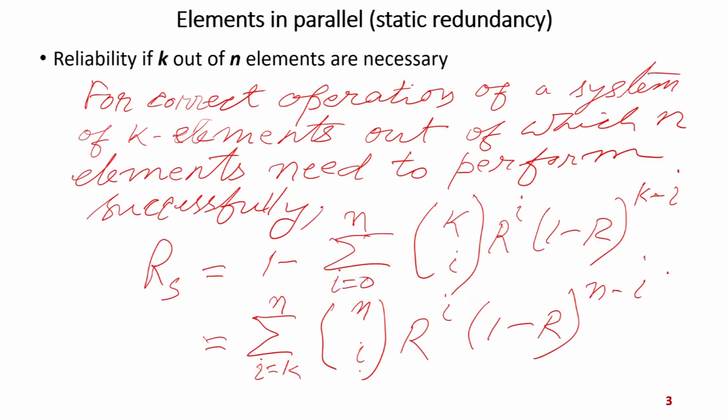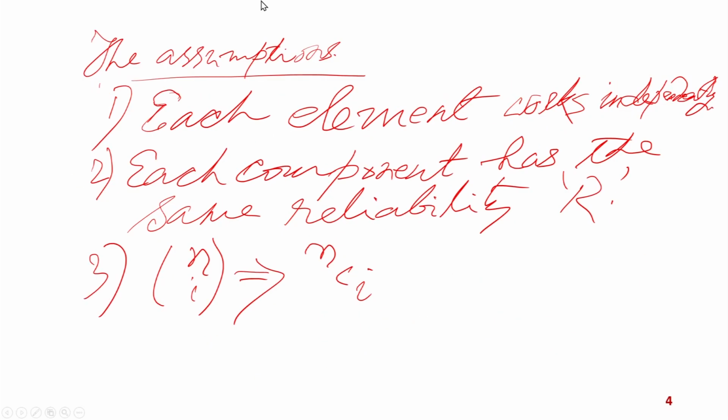These are the topics we discussed in the last class, and we have seen that we are able to find the system reliability from the binomial distribution function. The assumptions we took were that each element works independently and each component has the same reliability. So, this simplification we took.